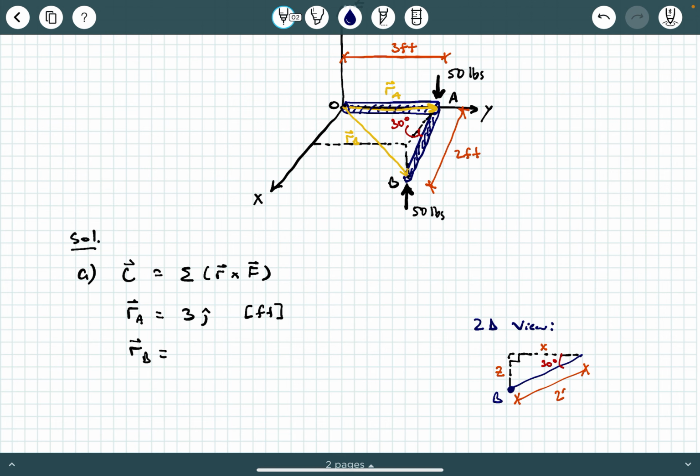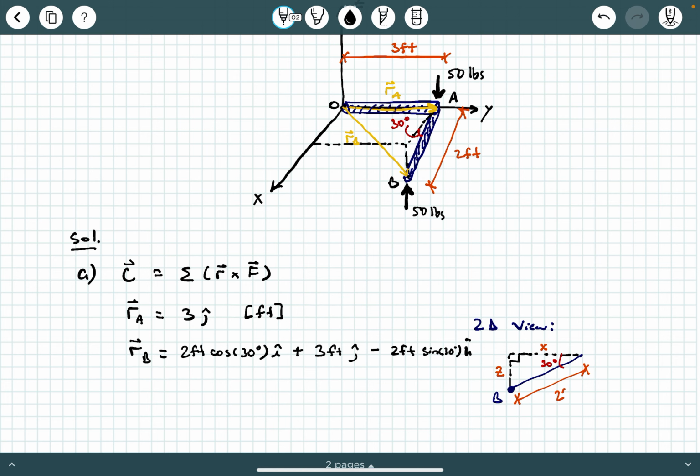So doing some basic right triangle trigonometry, what will I have? Well, I'm going to have 2 feet times the cosine of 30 degrees times i. And then we already know that the j component of point B is 3 feet j. And then the z component is minus 2 feet times the sine of 30 degrees k.